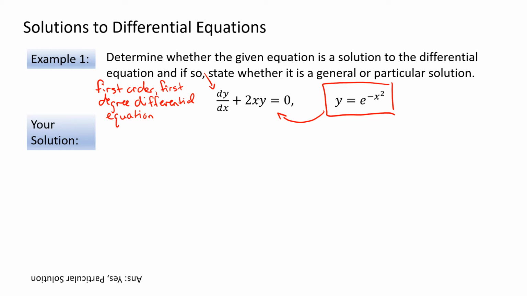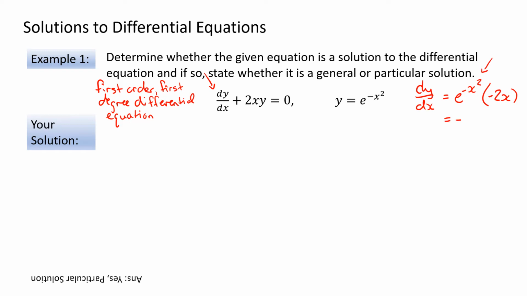So we have what y is. We can solve for what dy by dx is by taking the derivative of this equation. So the derivative is e to the negative x squared times the derivative of the exponent, which in this case would be negative 2x. So that means this derivative comes out to negative 2x e to the negative x squared.